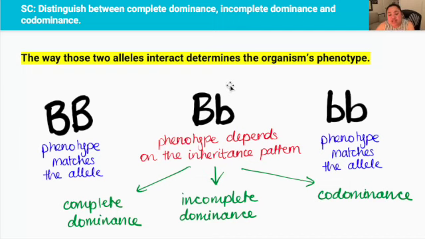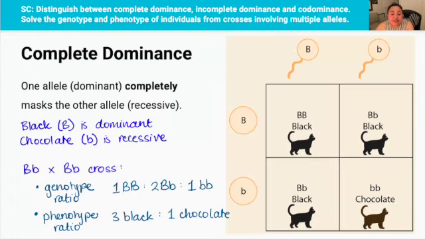It's when the genotype is heterozygous that the phenotype will differ depending on the inheritance pattern of that gene. So there's either complete dominance as an inheritance pattern, incomplete dominance, or codominance. And I'll now explain each of those 3 inheritance patterns further. Let's start off with complete dominance.